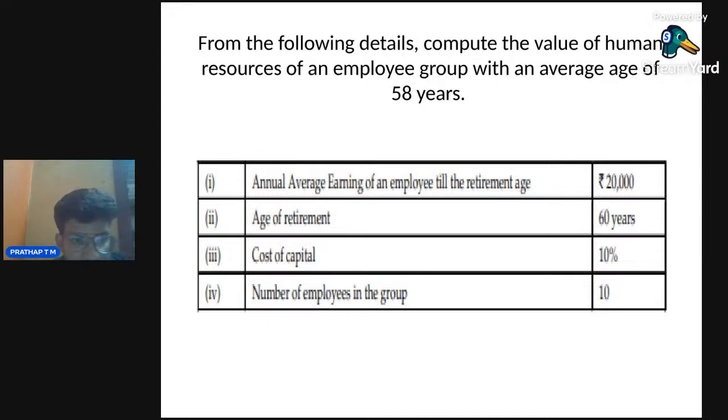What is the 10th year annuity factor? 6.145. The annuity factor is 6.145. So 60,000 into 6.145, your value becomes 3,68,700. Right? Fine. Next it is 66,000.